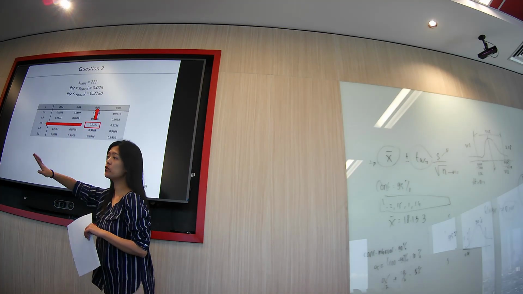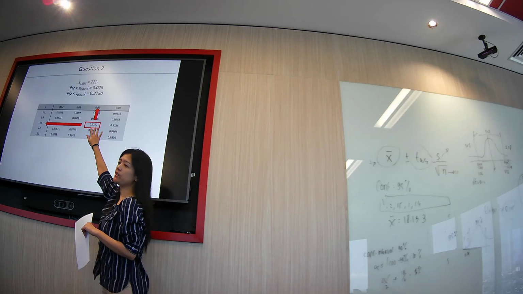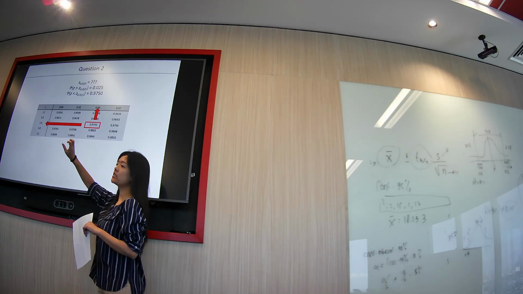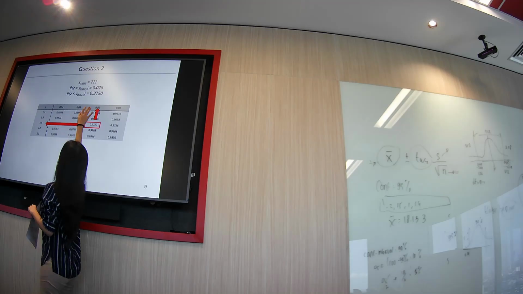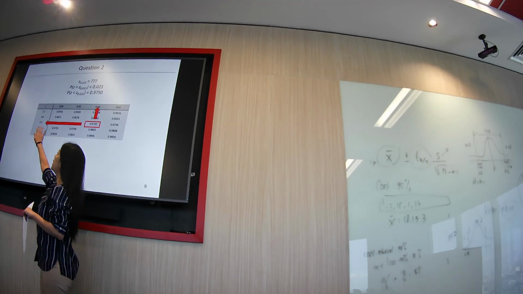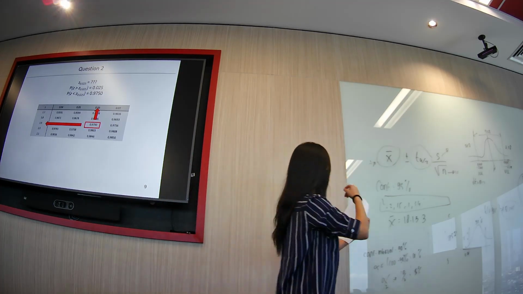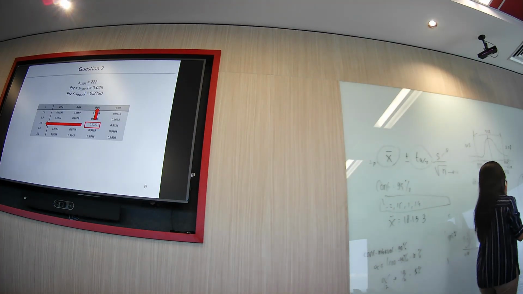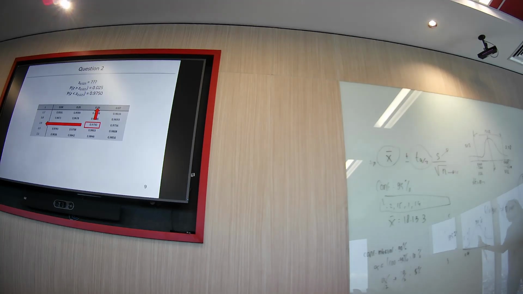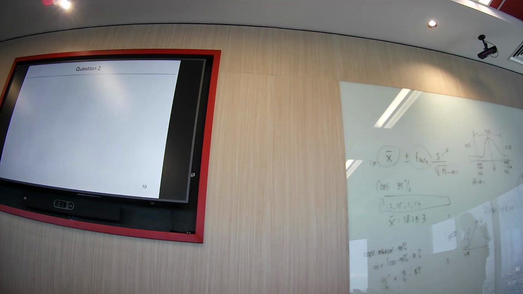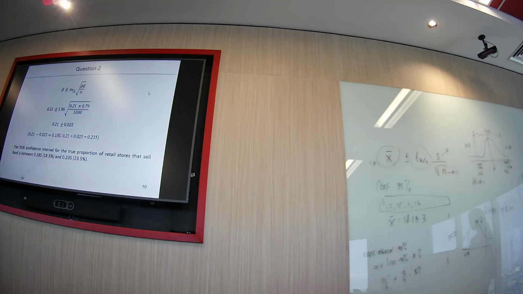You can use the 0.025 or you can use the 0.975. But the value will be the same, 1.90 something. The upper limit will be positive, the lower limit will be negative. Then you can put it inside the formula. This is the lower limit and this is the upper limit.